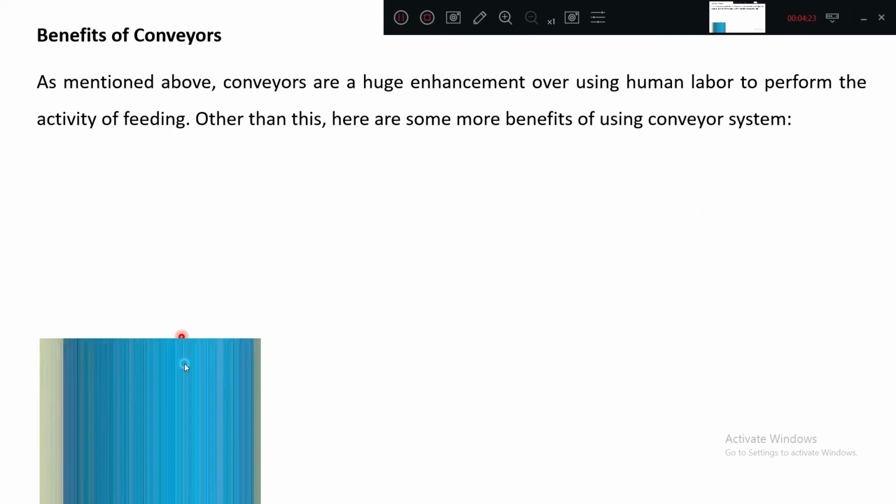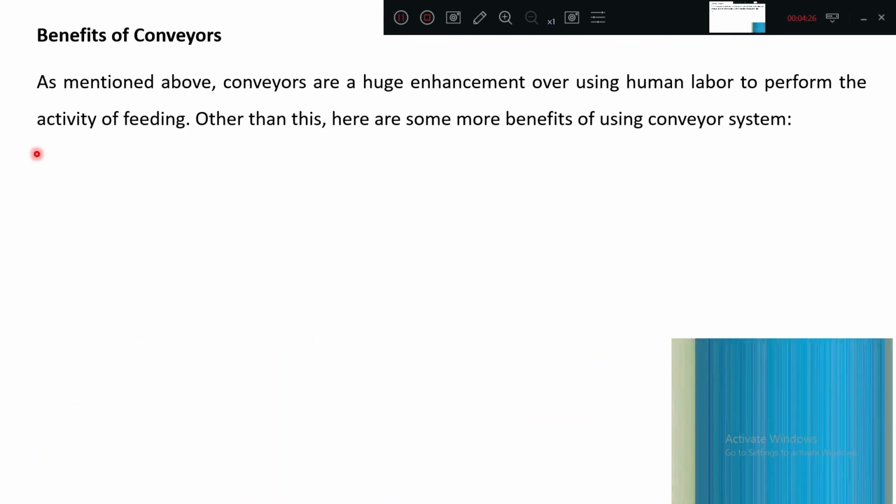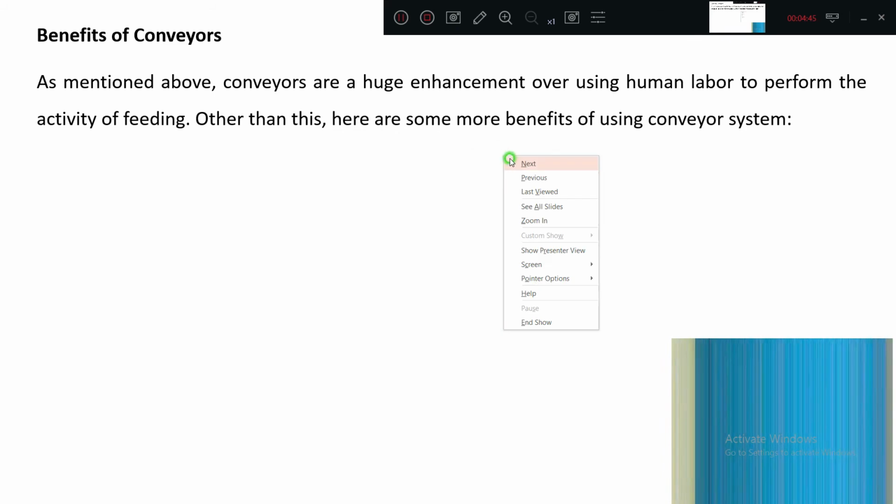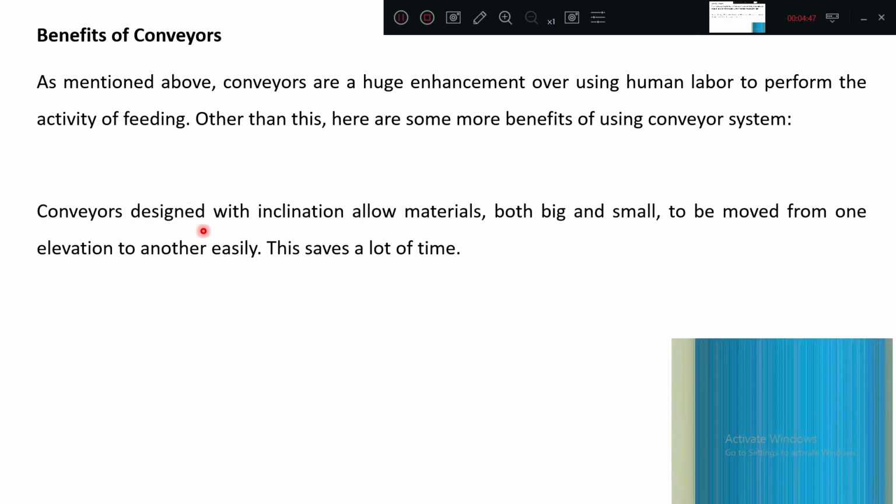so benefits, what benefits can you tell? Okay, as mentioned above, conveyors are a huge enhancement over using human labor. Human labor becomes ineffective after some time. So we adopt a conveyor system such that the activity will be very smooth running. Other than this, there are some other benefits we are going to see. What are those? Conveyors designed with inclination allow materials. With inclination means what? Some angle is there, no? Okay, so they allow materials both big and small to be moved from one elevation to another easily.